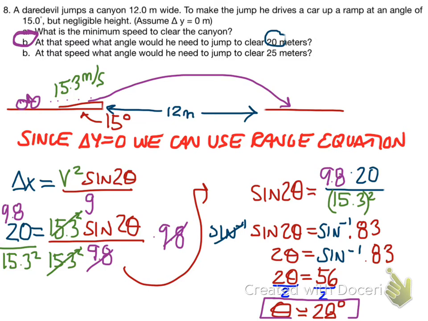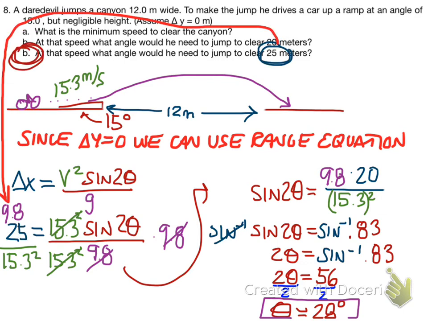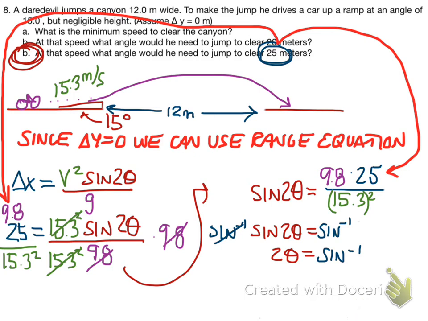And then lastly, we want to know if we can clear a 25-meter canyon. So I'm going to leave a lot of the work that I had and just change a couple things. So I'm going to change 25 meters over there and to 25 meters there. Now my math, though, it's not going to be 0.83. It becomes 1.03. I need to do the inverse sine of 1.03.